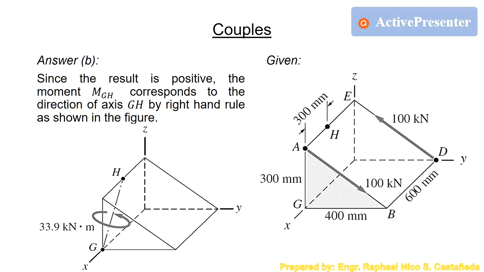Since the result is positive, the moment GH corresponds to the direction of the axis GH by the right hand rule. So this is axis GH. If we write it again, the direction of the couple in double-headed arrow is like this. If we use the right hand rule, it will twist axis GH in that particular direction.